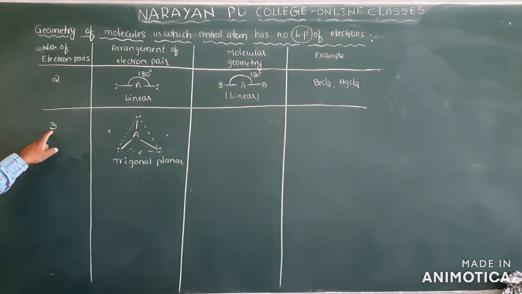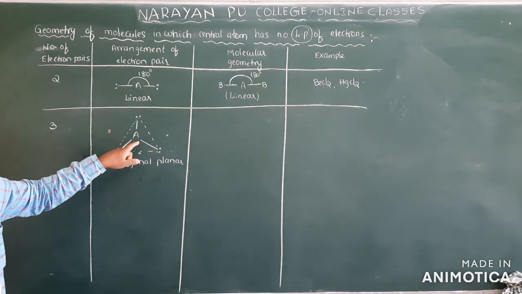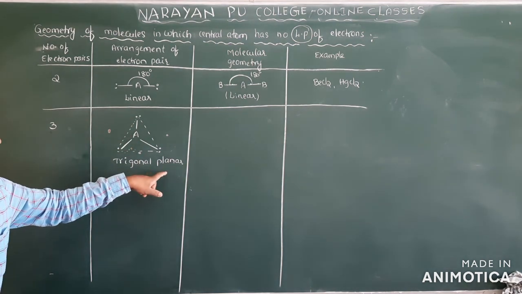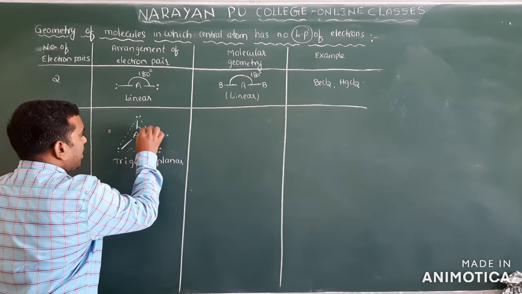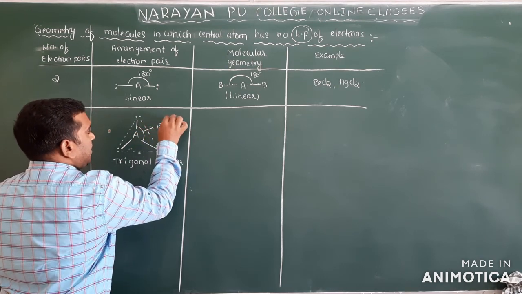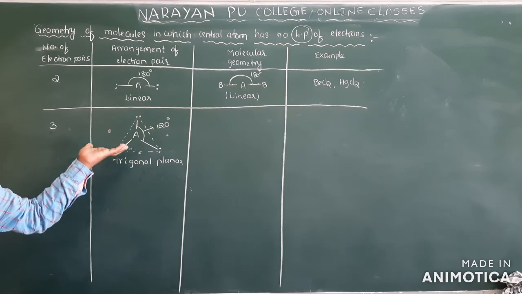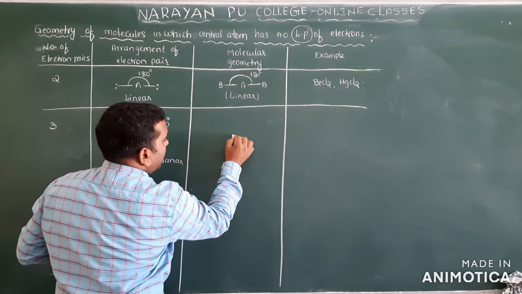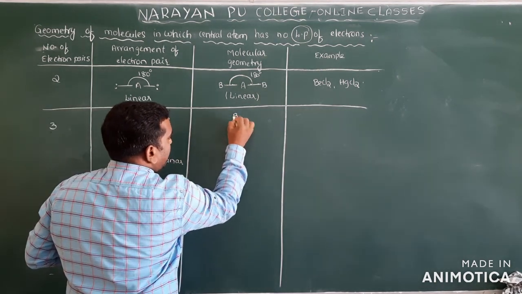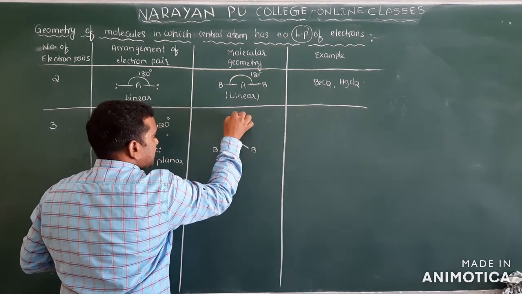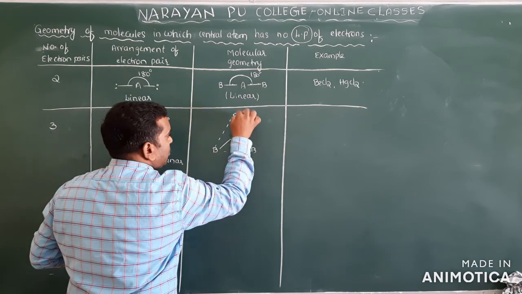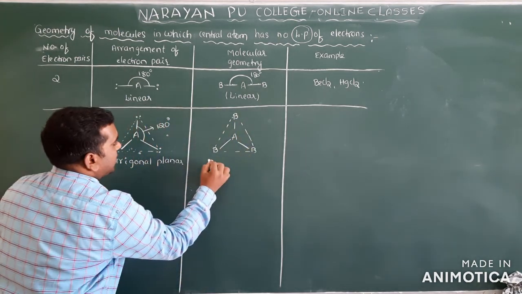If there are three bond pairs without a lone pair, then that molecule will have the trigonal planar shape. What is the bond angle here? This bond angle is 120 degrees. If I write the molecule here, it is A, and there will be a B, a B, and a B. What is the shape here?